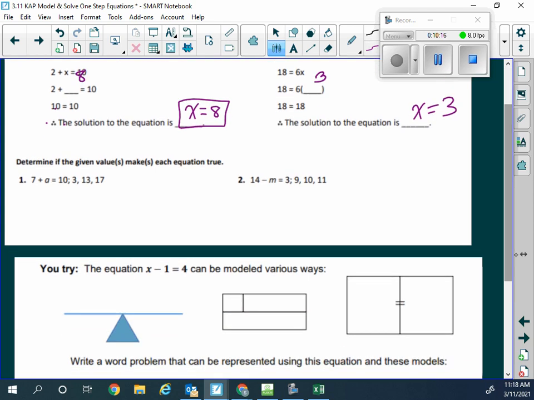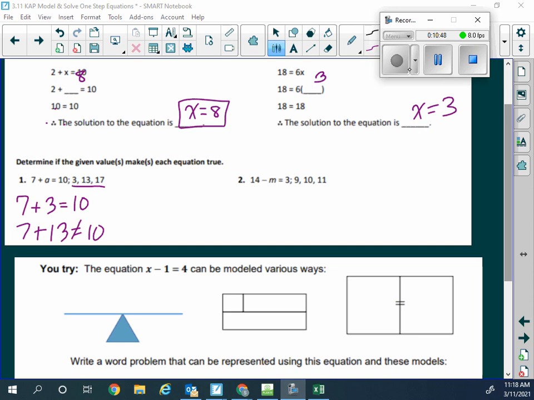Determine if the given value makes the equation true. So what they're saying is, I'm giving you 3 choices. Figure out which one of those makes it true. You're going to do that by simply filling it in. 7 plus 3 equals 10. See, I just plugged in 3 for A. Is that true? Yes. 7 plus 13 equals 10. Is that true? No. So I'm going to put a mark through my equal sign. What does that mean? It means not equal.